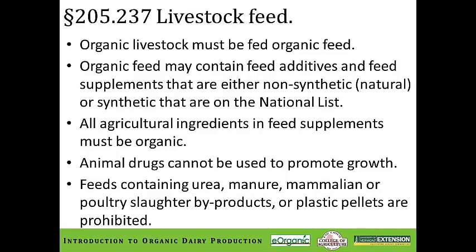This requires that all organic livestock must be fed only organic feed. The organic feed may contain feed additives and feed supplements that are either non-synthetic or natural, or that are synthetic only if those synthetics are on the national list. It requires that all agricultural ingredients in any feed supplements must be certified organic. It prohibits the use of animal drugs to promote growth, and prohibits feed containing urea, manure, or any mammalian or poultry slaughter byproducts. It also prohibits the use of plastic pellets.